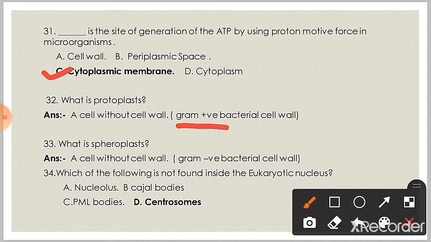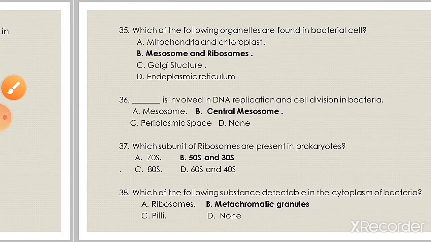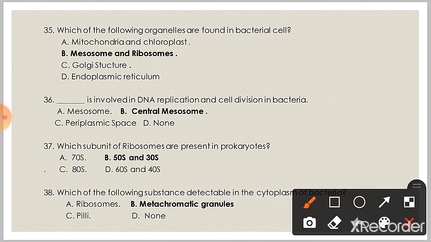Question 34. Which of the following is not found inside the eukaryotic nucleus? Option D, centrosome. Question 35. Which of the following organelles are found in bacterial cell? Option B, mesosome and ribosome. Question 36. Is involved in DNA replication and cell division in bacteria. Option B, central mesosome. Question 37. Which subunit of ribosome are present in prokaryotes? Option B, 50S and 30S, and 60S and 40S is present in eukaryote.